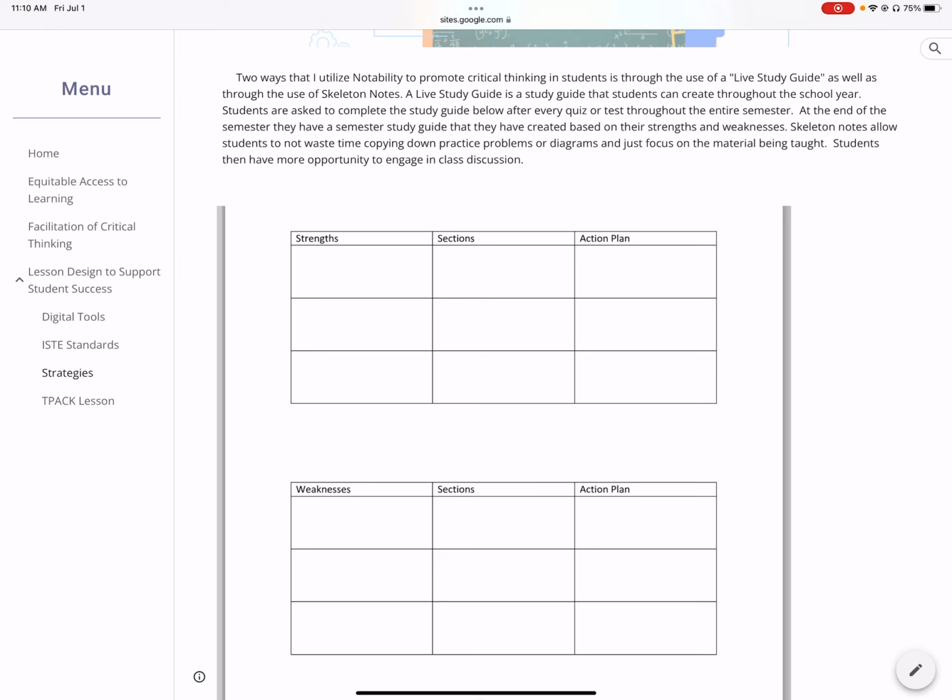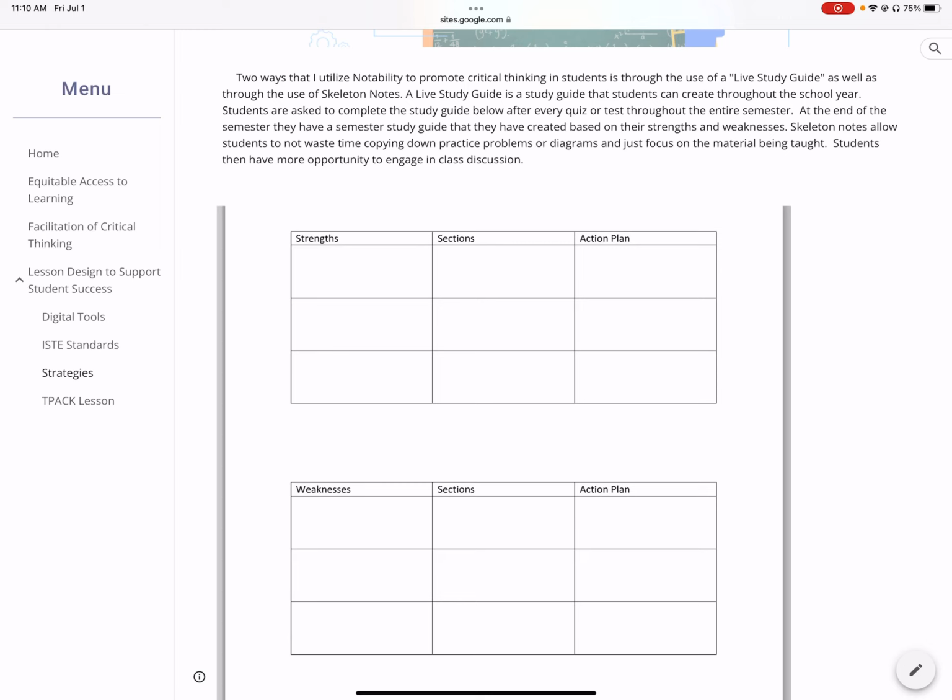And then at the end of the semester, when we are reviewing for a final exam, the students have a self-made study guide and they know exactly what they need to work on, and they created it themselves. And that is really what modifications are in math classrooms.